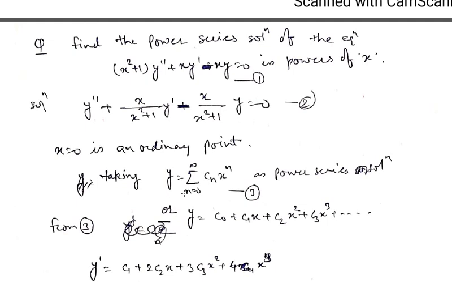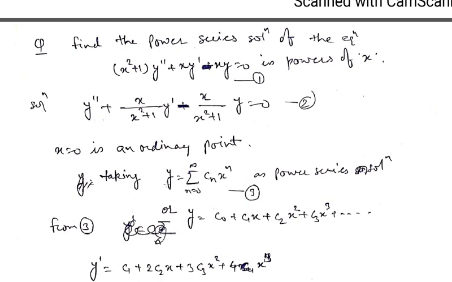So we assume y is equal to the summation n varying from 0 to infinity of cn x raised to power n. If x naught is an ordinary point, we assume cn (x minus x naught) raised to power n, and when x naught is 0, we assume x raised to power n. So y equals summation n varying from 0 to infinity of cn x raised to power n is a power series solution. Now we have to find the values of c naught, c1, c2, c3, and so on.